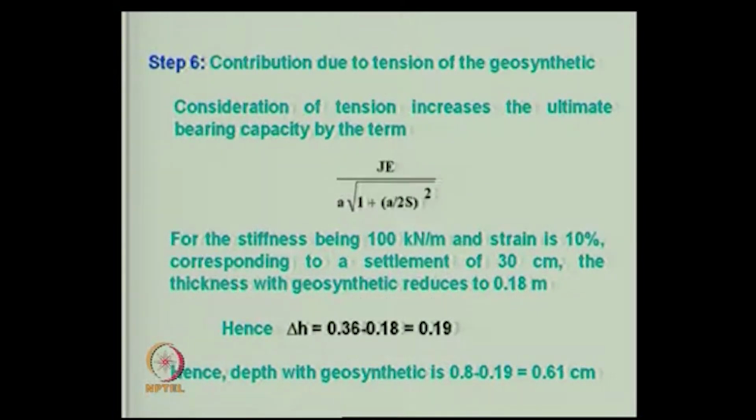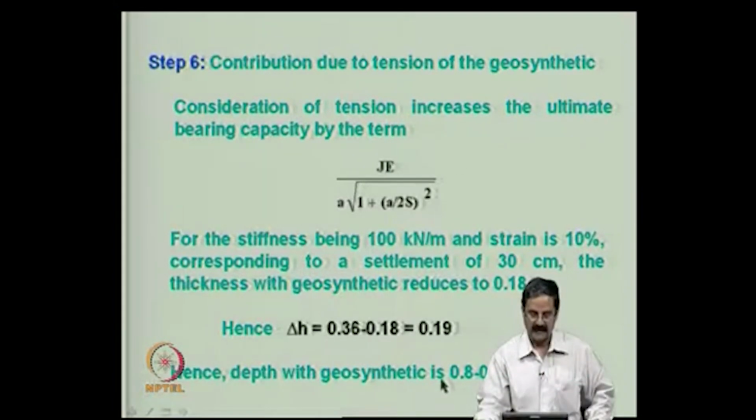Now, how do you consider the stiffness of the geosynthetic or the reinforcement function? We know that because of this tension membrane effect, the possibility is that the load gets reduced, and assume that the stiffness is about 100 kilonewton per meter and the strain is 10%, and the settlement is about this number, and the thickness with the geosynthetic reduces to 0.18.